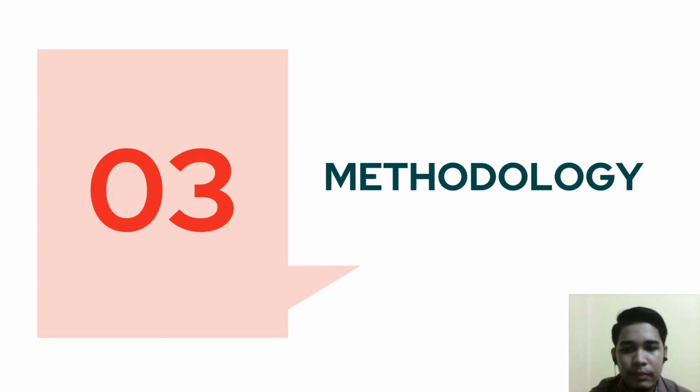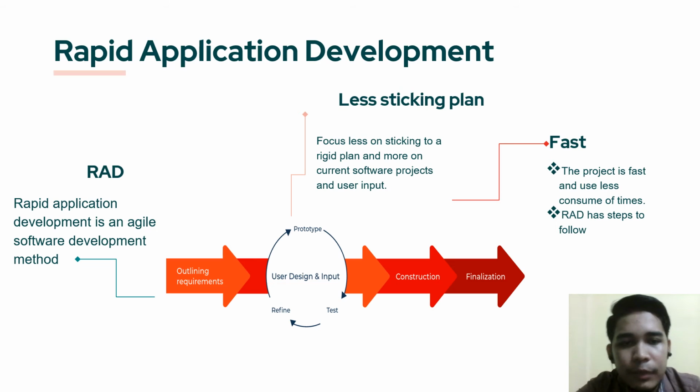Methodology. In this project, I use Rapid Application Development, or well-known RAD, as my methodology to successfully build this application. According to EDSIS in 2020, Rapid Application Development is an agile software development method that focuses less on strict planning and more on current software projects and user input. As a result, it prioritizes fast prototyping over time-consuming planning.